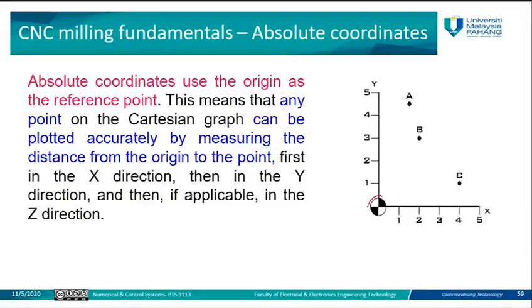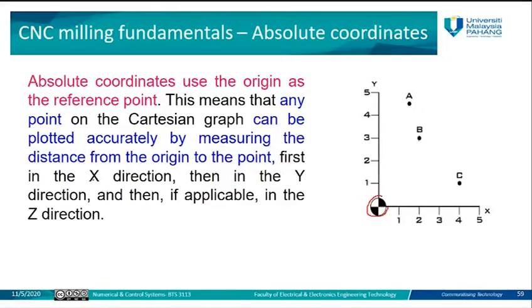So we need to define the reference point here. For the absolute, we said we have a fixed reference point, which is 0, 0, for example, or any other point, but it should be a fixed point. Then we are going to move to the coordinates according to the value of the coordinates. Okay.